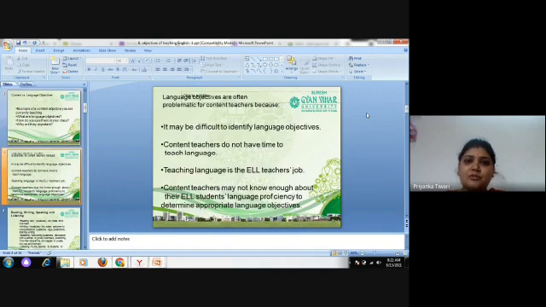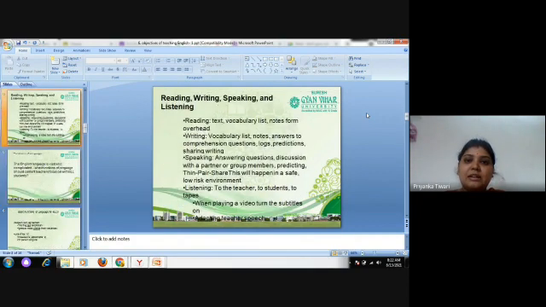First of all, language objectives are often problematic for content teachers because it may be difficult to identify language objectives. Content teachers do not have the time to teach language. Teaching language is the ELT teacher's job, and content teachers may not know enough about the students' language proficiency to determine appropriate language objectives. So, reading, writing, speaking, and listening.